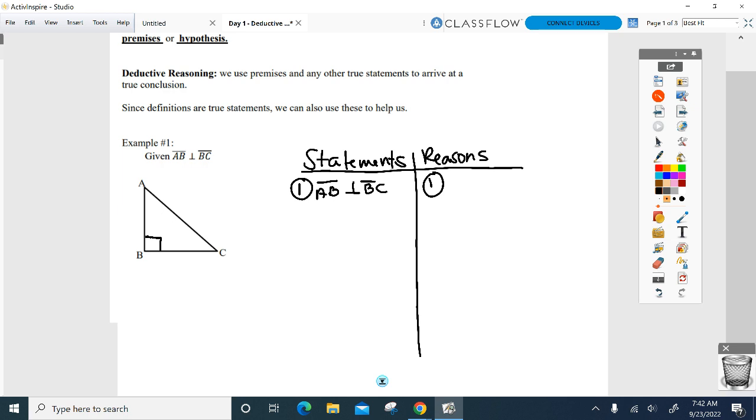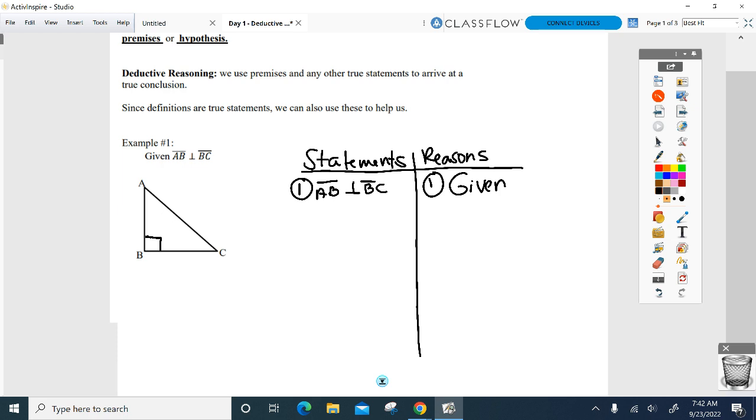We know that's true. And don't overcomplicate it. How do we know it's true? Don't overcomplicate it. Why is it true? It was given to us. So that's all we're going to write, given. Now you guys take over.